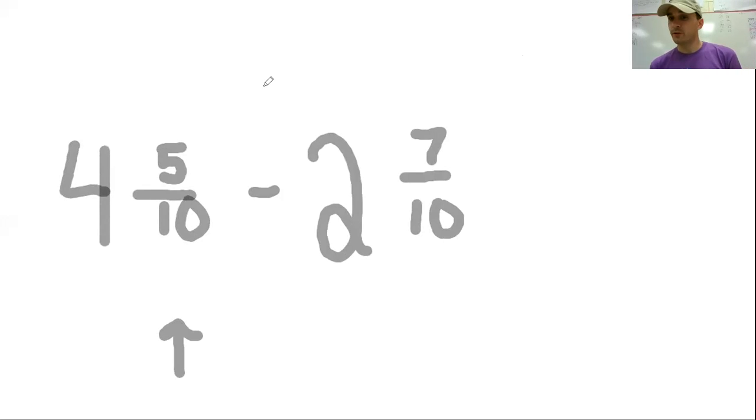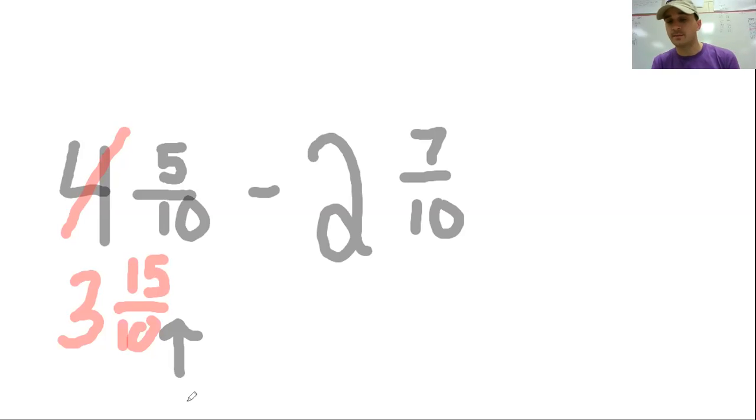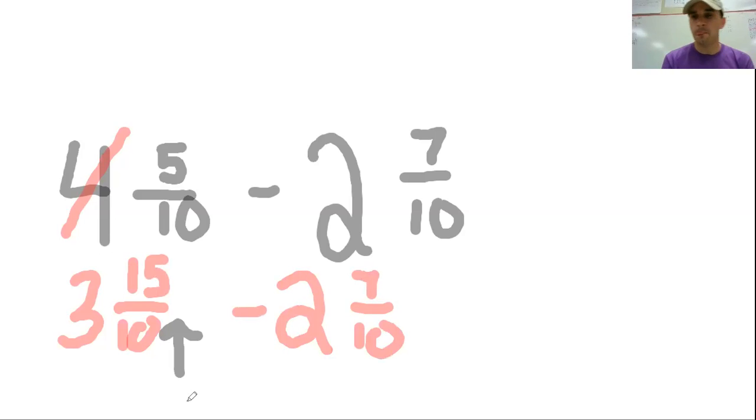So a couple different ways you can do it. The way that I'm going to show you is we're going to take a whole. We're going to change that 4 to a 3. And now I'm holding that whole in my hand. But I'm going to put that whole back as a fraction. So the fraction that I'm holding is 10/10 because my denominators are tenths. But I'm not going to just put 10/10 right here because I already had 5/10. So if I have 5/10 and I'm adding 10/10, that's going to change this to 15/10. Now it's okay that that's improper. I had to make that improper so I could subtract. Then I'll go ahead and just rewrite 2 7/10 the same way it was, and then I can subtract.